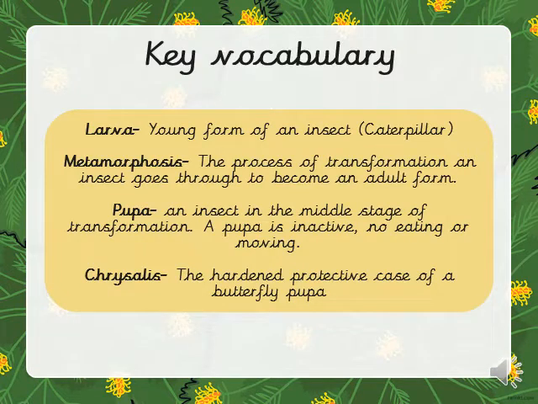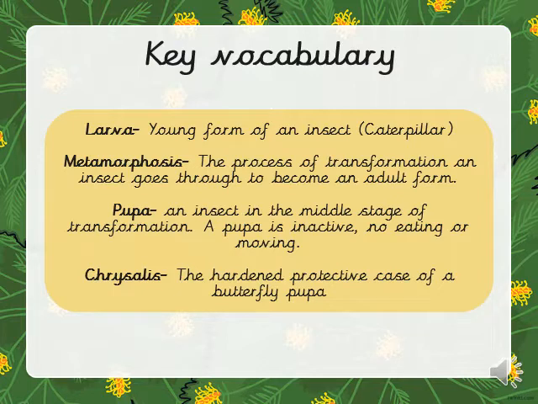Before we start, I would just like to introduce some key vocabulary to you. The first word that you might come across is larva. This is another word for caterpillar, and it's the young form of an insect. In this case, a caterpillar. Another word I would like to point out to you is metamorphosis. This is the process of transformation an insect goes through to become an adult form.